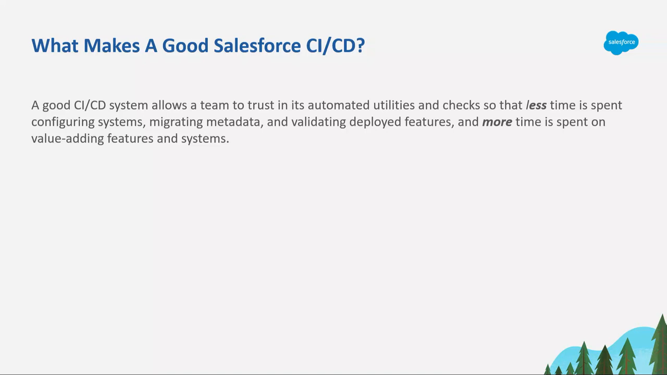Ultimately, what are we looking for here? We're looking for a CI/CD system that will let a team trust in the automated utilities, and it can get out of the way. The team can stop worrying about all of that tooling and focus on delivering business value. That's the whole goal. That's the reason why we do this. Now, what does that look like? It's fully automated. Well, yeah. I mean, what are we doing here if it's not fully automated? That's the whole point.